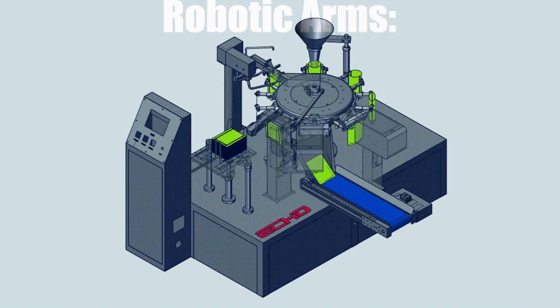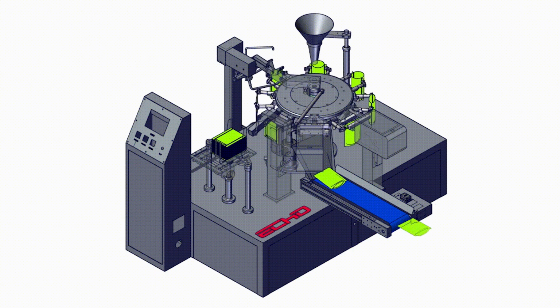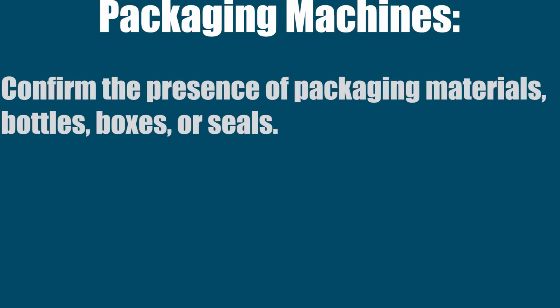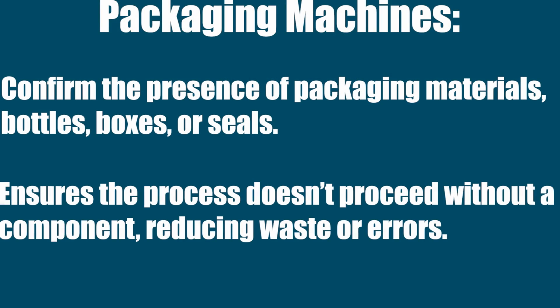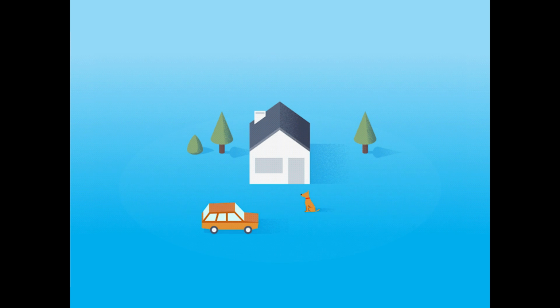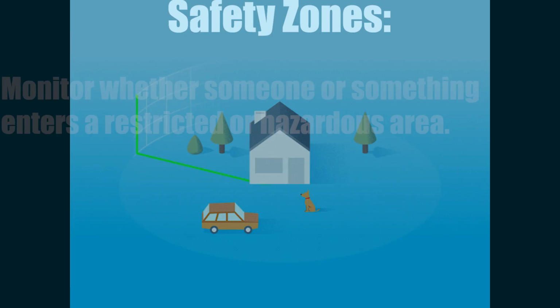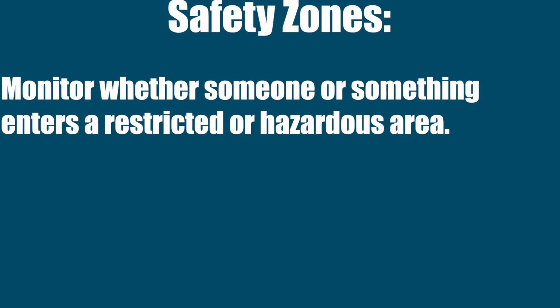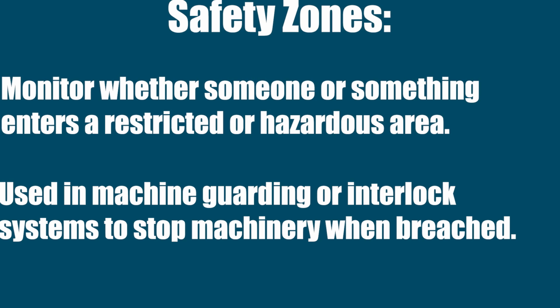In packaging machines, it's going to confirm the presence of packaging materials like bottles, boxes, or seals. It ensures the process doesn't proceed without a component. This reduces waste and errors. In safety zones, sensors are going to monitor whether someone or something enters a restricted or hazardous area, used in machine guarding or interlock systems to stop machinery when breached.